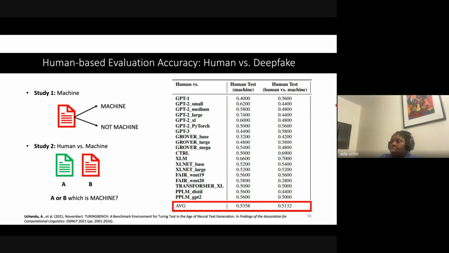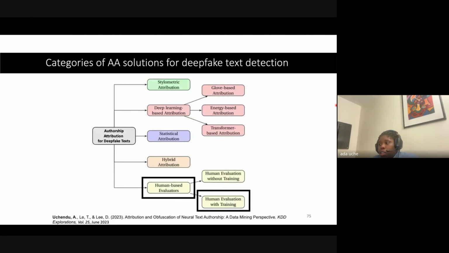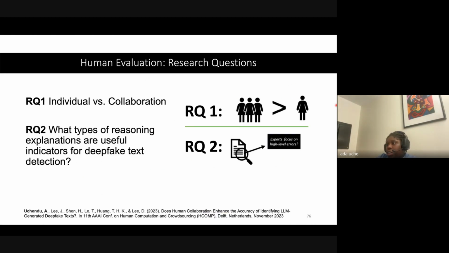So we find that on average, humans perform just at random guess, slightly above random guess. And for study one, while I asked, is this a machine or not? What the humans did not know is actually I only gave them machine generated text. And then we try with training.